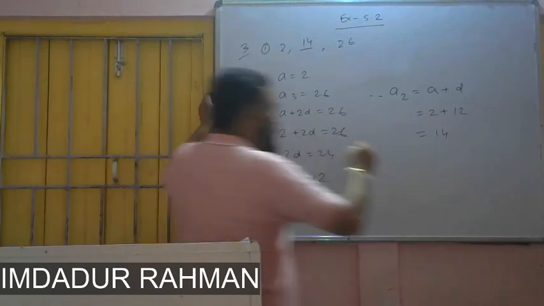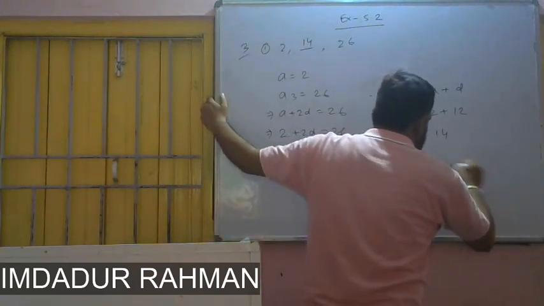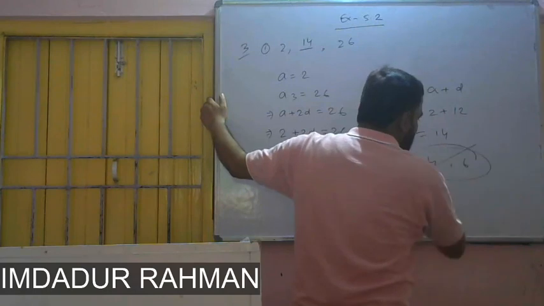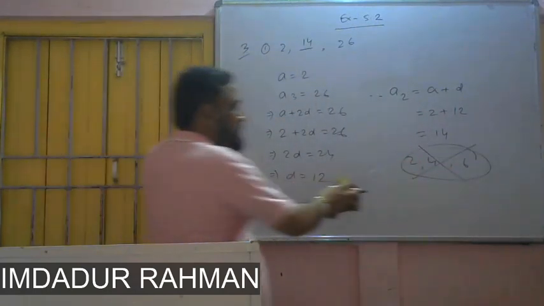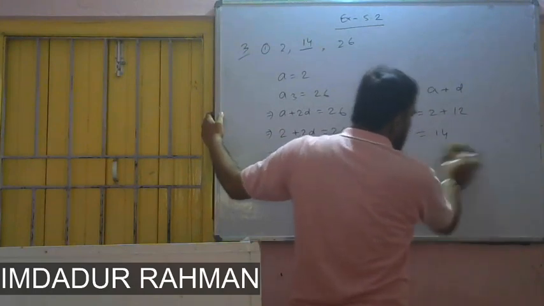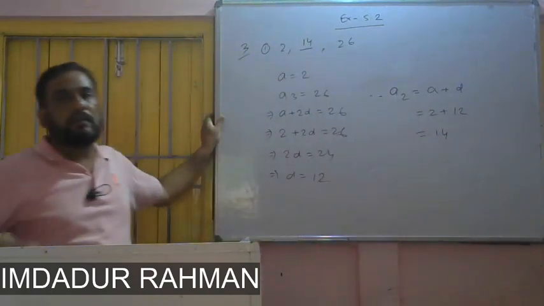Earlier what I showed, 2, 4, 6, is wrong. If you imagine like this, then it will be a wrong method.